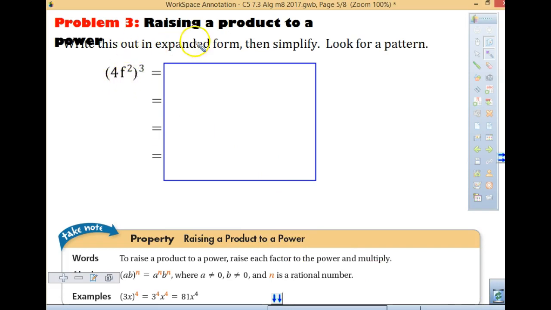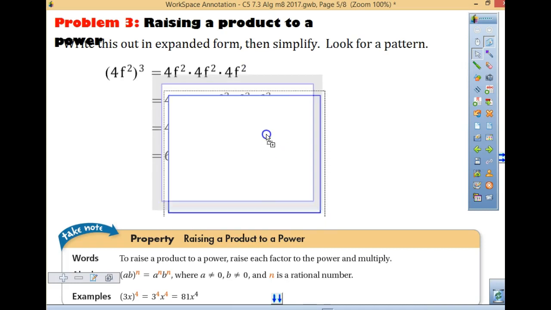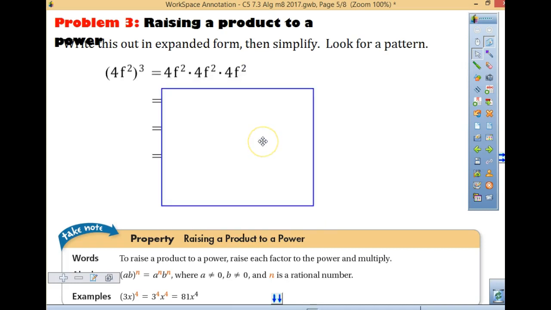So this one, we want to write this out in expanded form, and this one's a little different, okay? If you were going to write it out in expanded form, how many 4f to the second should I write down? I should write down 3 of them, right? Because this is a 3 out here. So as we look at that, let's write that down 3 times. You get this problem, right? Does that make sense to everyone?